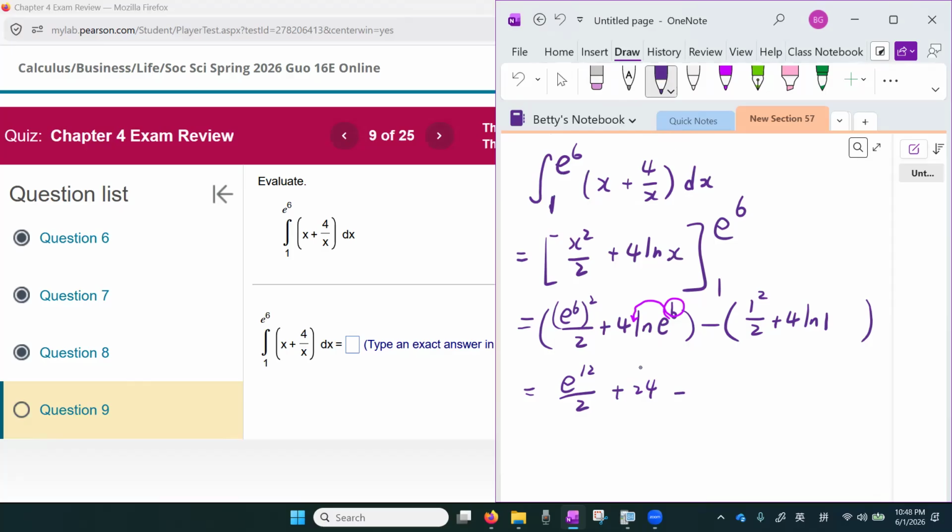And minus half. And then 1 is 0, so we don't have this term anymore. So just the minus half.